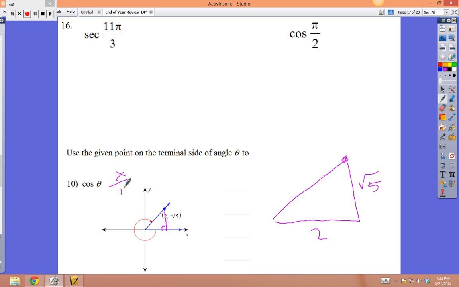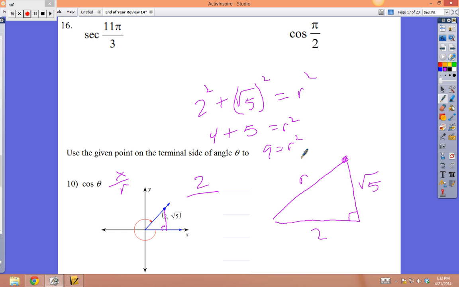Cosine, that's x over r. So this is my x piece right here. So it's going to be 2 over r, whatever the r is. The r is this piece, and I can use the Pythagorean Theorem to find that piece. If that's a 90 triangle, I can use 2 squared plus square root of 5 squared equals r squared. So 2 squared is a 4. Square root of 5 times square root of 5 is square root of 25, which is just 5. And 4 plus 5 is 9, so 9 is r squared.